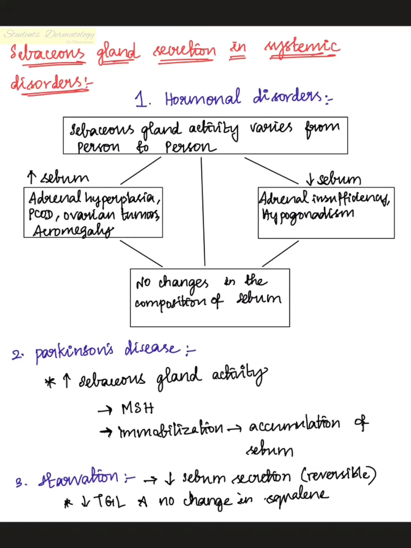In Parkinson's disease, the sebaceous gland activity was found to be high and is attributed to an increase in melanocyte stimulating hormone. And also in Parkinson's disease, due to immobilization of the patient, there will be accumulation of sebum in the pilosebaceous follicles. Next, in conditions like starvation, there will be a decrease in triglycerides, and hence a decrease in sebum secretion, which will be reversible on realimentation. Starvation is one condition where there is inhibition of selective synthesis of skin surface lipids, that is, only a decrease in triglycerides is seen and there will be no change in squalene.